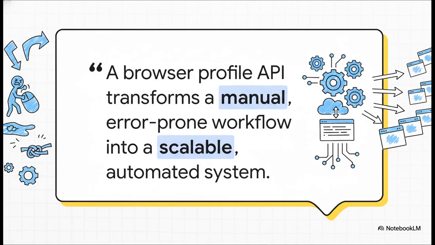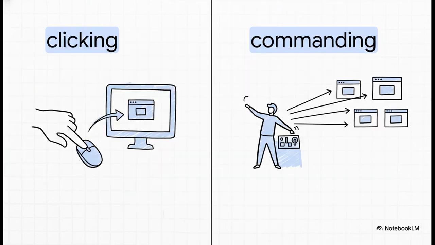You know, there's a quote that just nails this whole concept. It's about a total transformation. You're going from something that's manual and full of potential mistakes to a system that's built for scale and automation from the ground up. And that's really the big idea here, isn't it? It's a fundamental shift in your role. You stop being the person who just clicks buttons, you become the person who commands the entire operation.